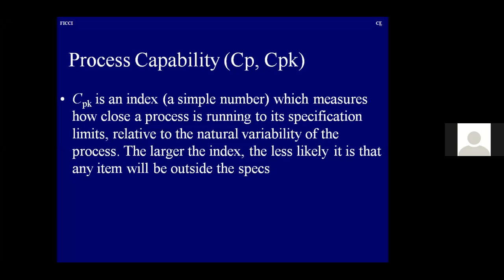Process capability is a very important term in Six Sigma. Process capability shows how a process is running relative to its specification limits, and how the variation is running. The larger the index, the less likely it is that a product will fall outside the specification limit, and the less the wastage. I would explain it with a very good example.